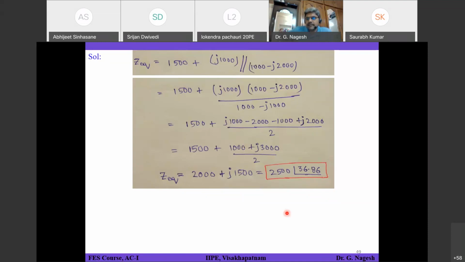Now you have to calculate the current phasor. Current I will be the voltage phasor divided by Z equivalent, so it will be 40 at an angle of minus 90 divided by 2500 at an angle of 36.86. Calculate that current and then convert it into an equivalent time domain function. Try to do that.